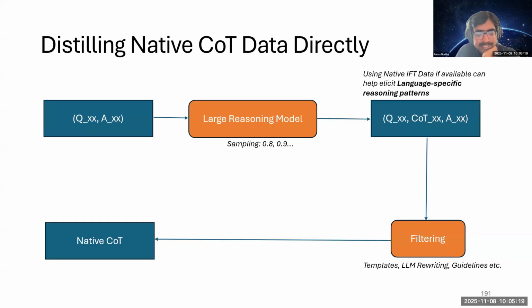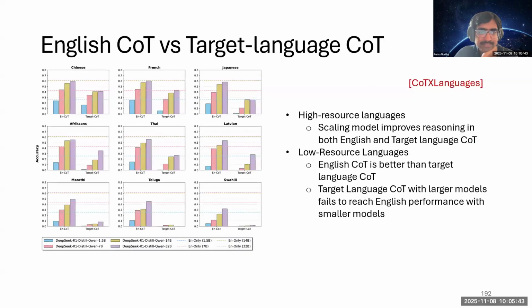Or what you could do is take question answer pairs in the target language itself. You give them to a large reasoning model. Now the reasoning model generates a chain of thought or multi-step reasoning. Now you apply some checks and bounds on the data, and you get the reasoning data in the native language. So we call this native COT and the previous one English COT. Moving on to the next slide.